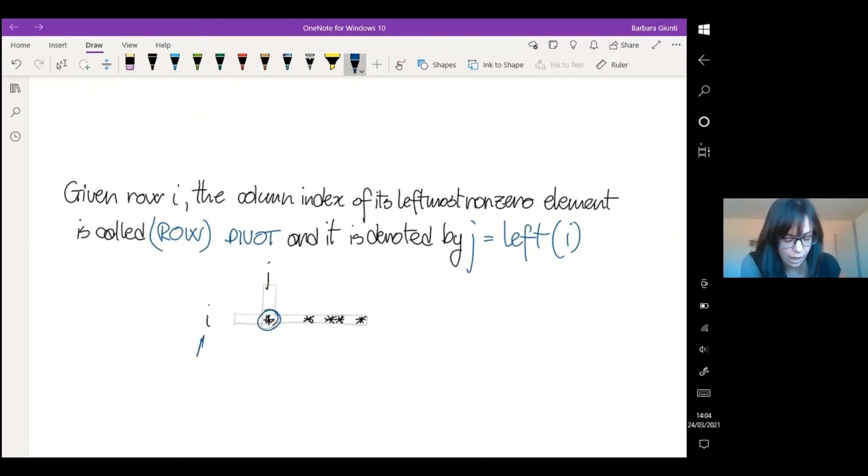So given a row I, we take its leftmost element, and we take the index of that element, which is going to be, in this case, J, and we say that this index is the pivot of the row I, and we write it like this. J is the leftmost of row I.